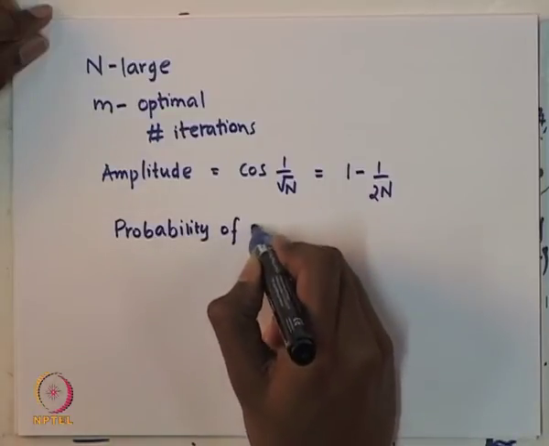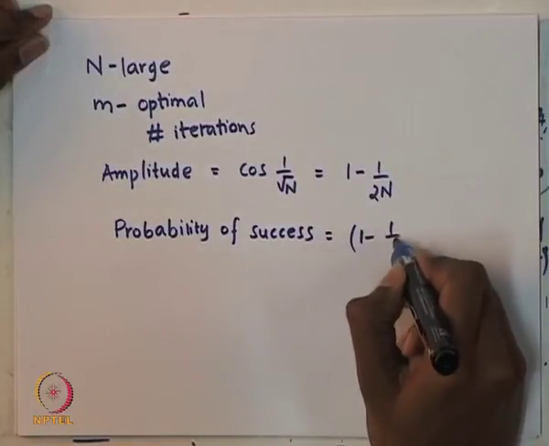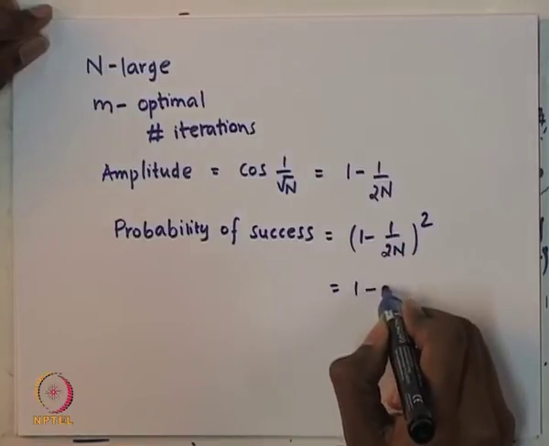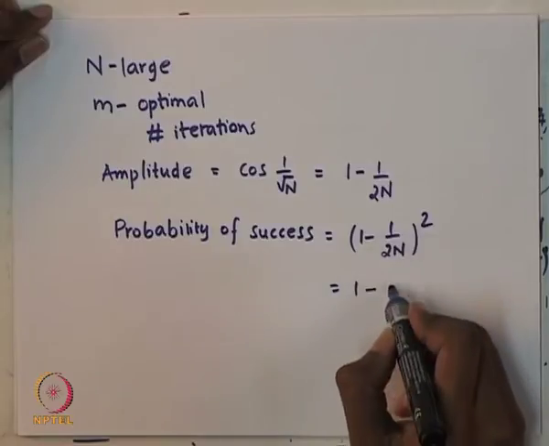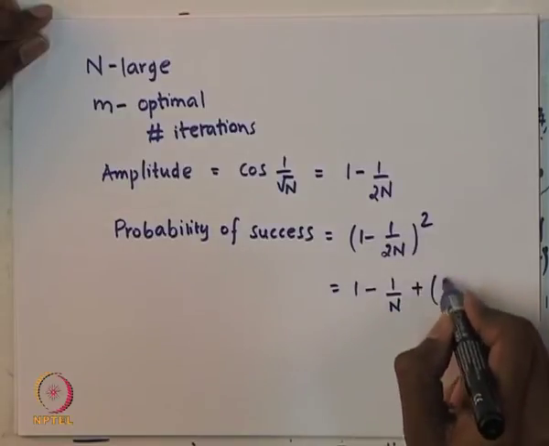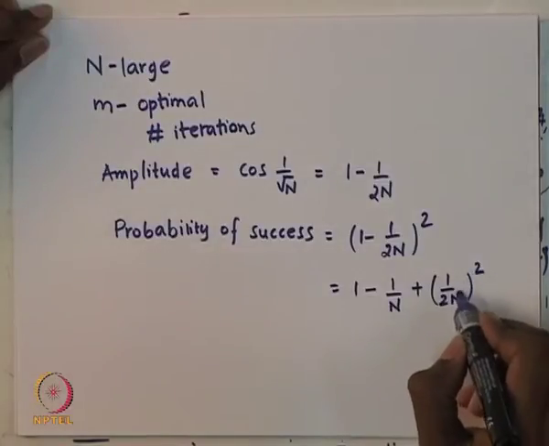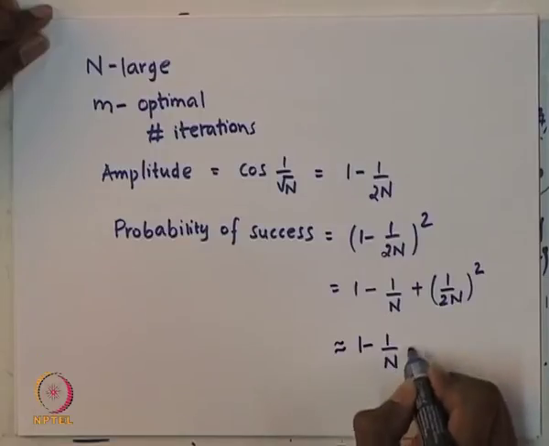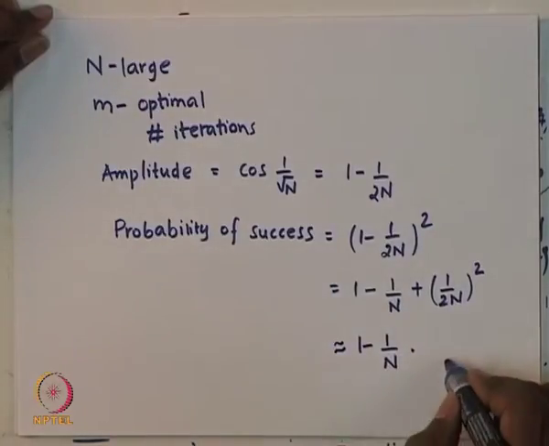of success, which is the square of the amplitude: (1 minus 2 times 1 into 1 by 2n, that would be 1 by n, plus 1 by 2n) whole squared. As n is very large, we can neglect the term 1 by n squared and we obtain 1 minus 1 by n as the probability of success of Grover's algorithm, which is option B.